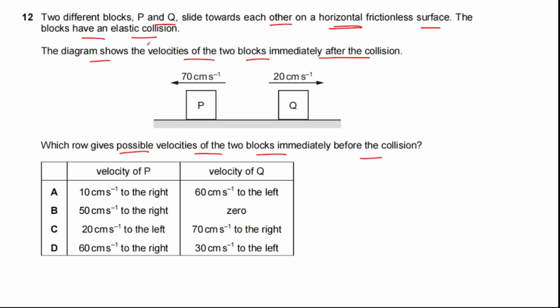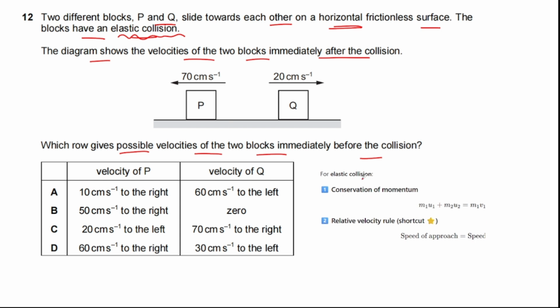So here it is given that it's an elastic collision, which means it will follow these two conditions. So first one, the momentum will be conserved. The second one is the speed of approach is equal to the speed of separation. So here the speed of approach will be like they are moving towards each other. So it will be towards like this. And that velocity is equal to this.